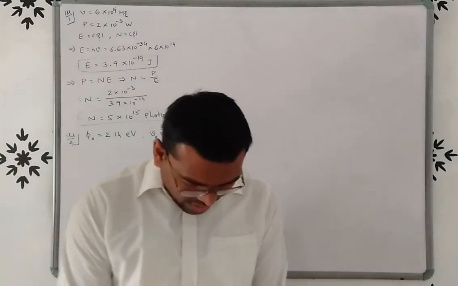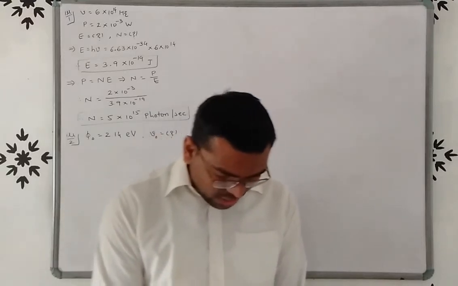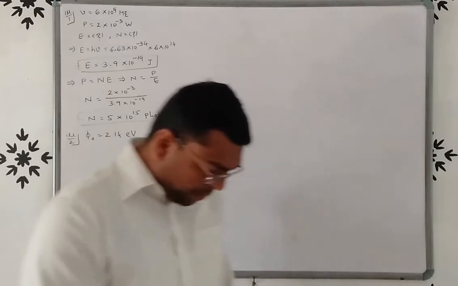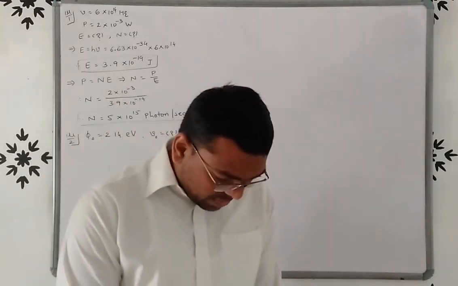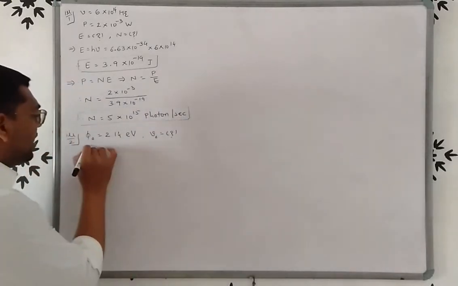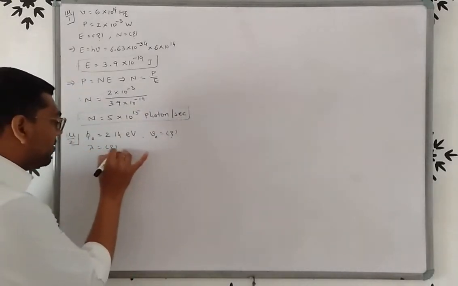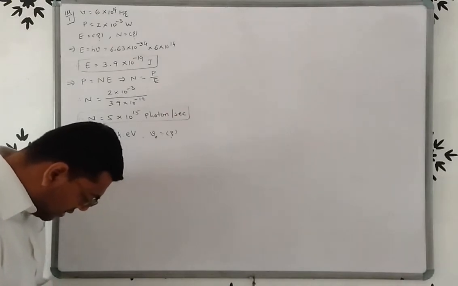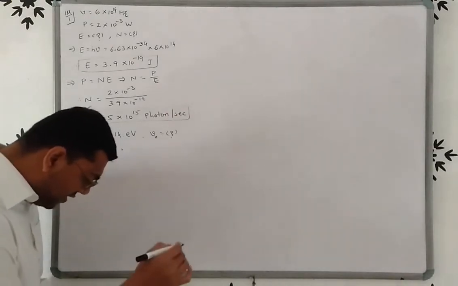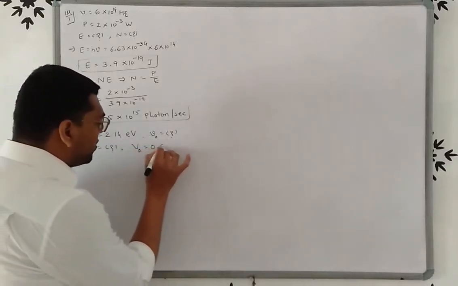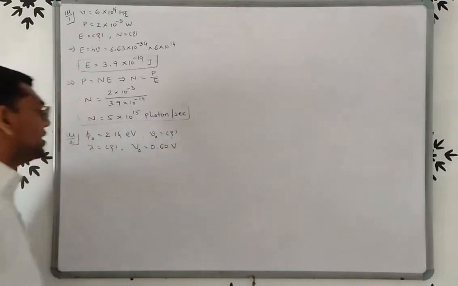And B, wavelength of the incident light if the photocurrent is brought to 0 by a stopping potential of 0.60 volt. So we have to find out the wavelength lambda, right? And the stopping potential is given, V0, that is 0.60 volt.